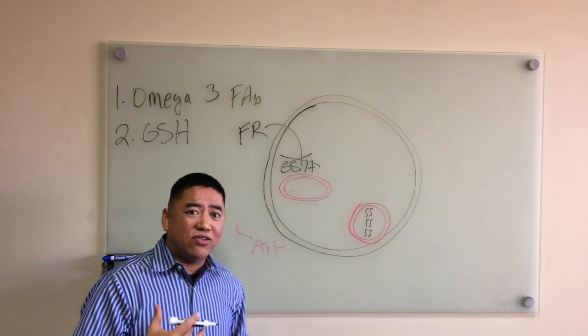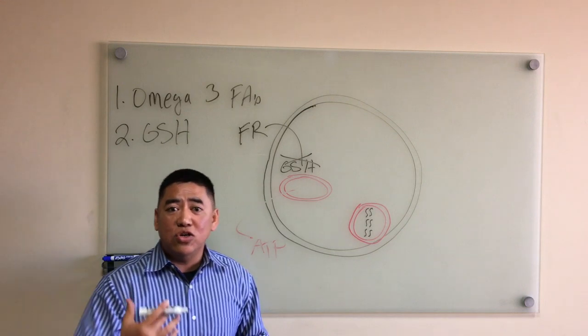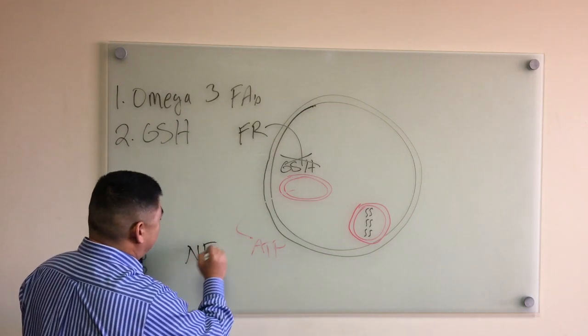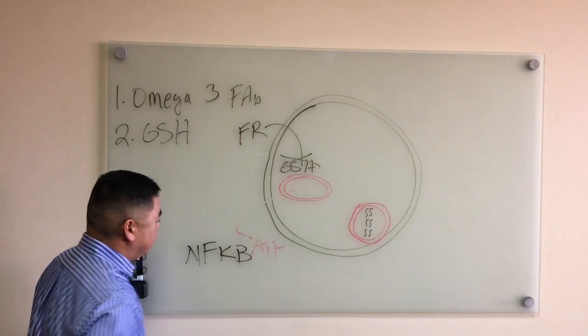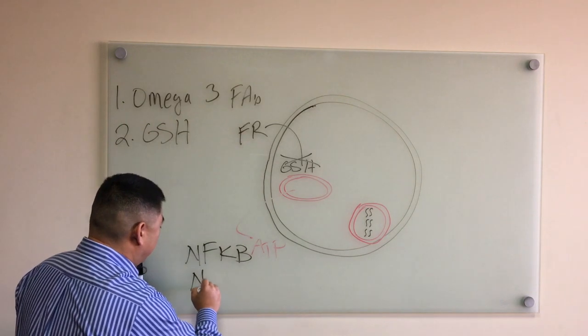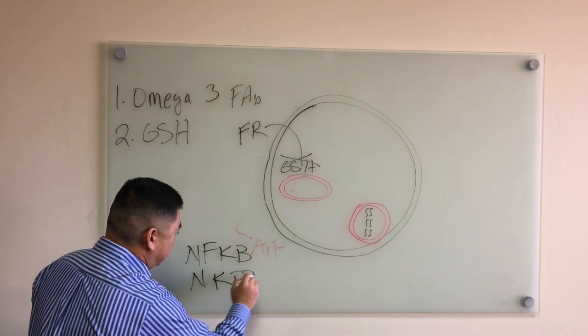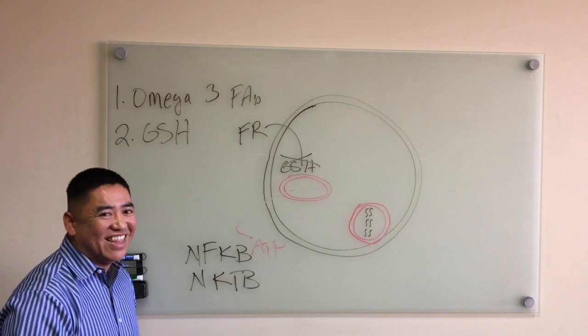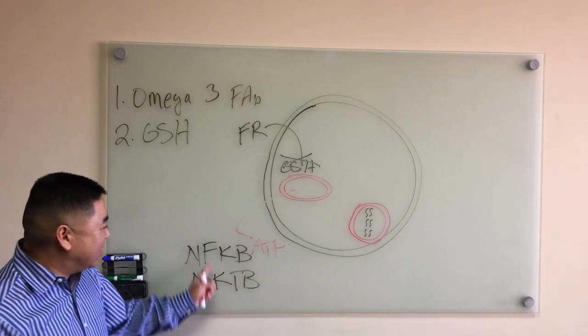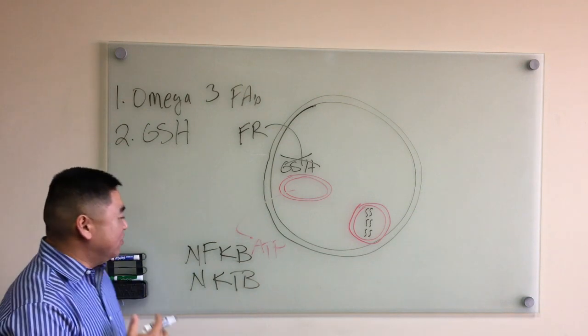But these inflammatory signals need to be turned on. And the signal that turns them on is what's called nuclear factor kappa beta. So nuclear factor kappa beta, okay? Not to be confused with New Kids on the Block. I know it's a little corny. That's my buddy Tad. That's what he calls this, New Kids on the Block.